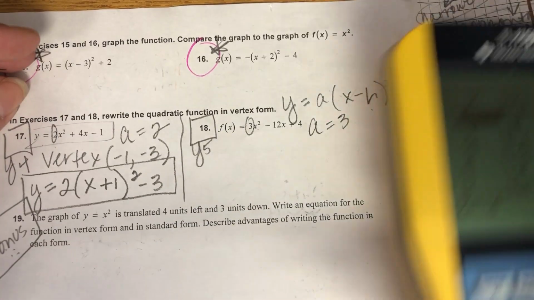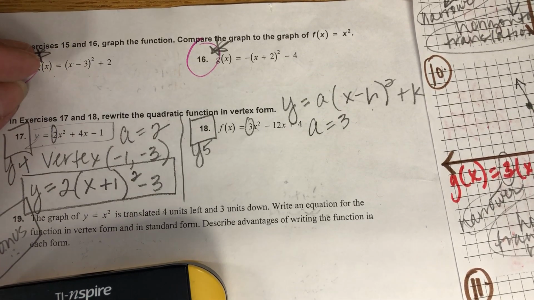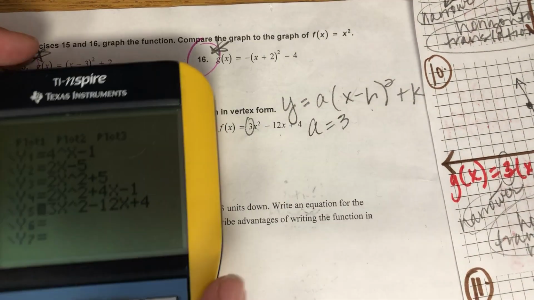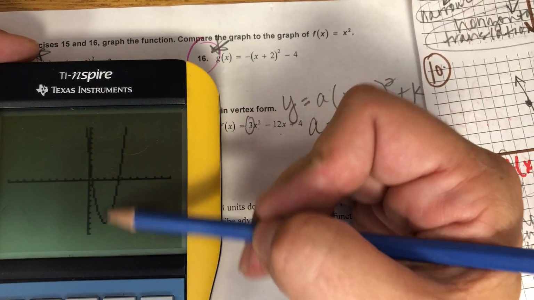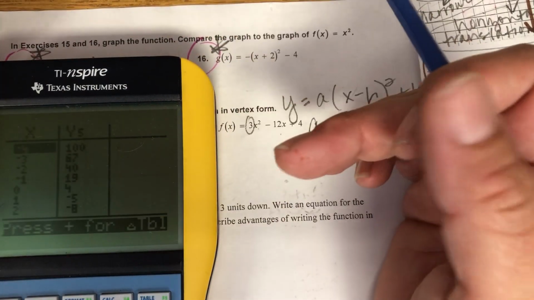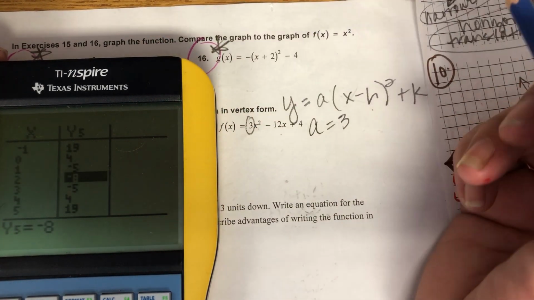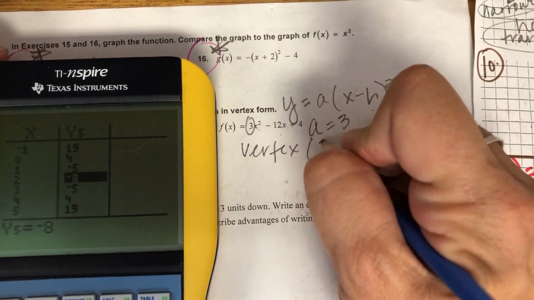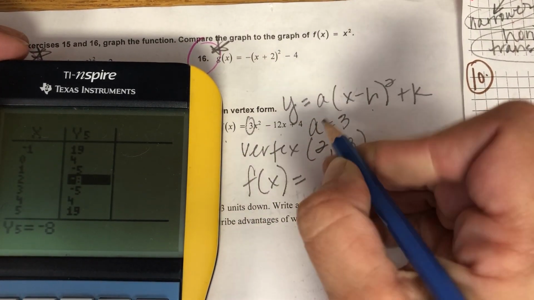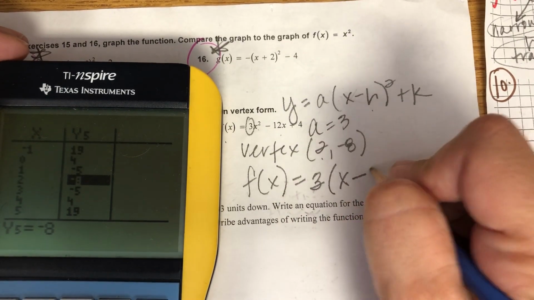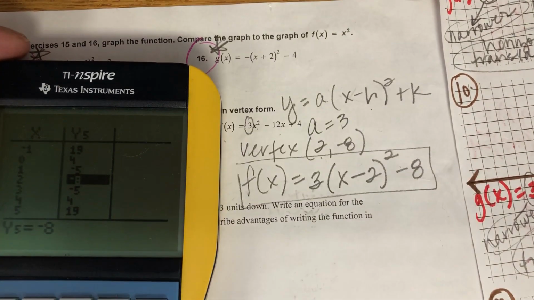Now, when I go and look at the next graph for our last one here, 3x squared minus 12x plus 4. When I go look at the graph, it looks like the vertex is maybe underneath 2. I'm going to go second table and see what's going on at 2. And sure enough, the vertex is sitting at 2 and -8. And so what I can do then, and this is in f of x function notation, f of x equals, my a value is 3, x minus that 2 squared, minus 8 on the outside, and there is our vertex form of the same function.